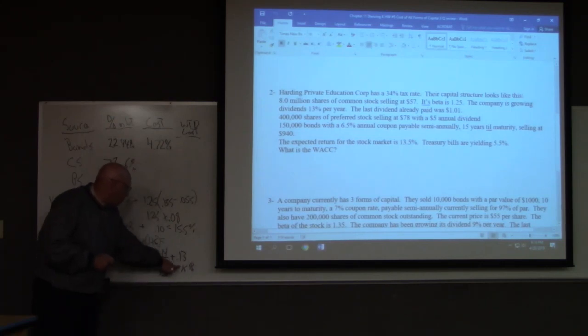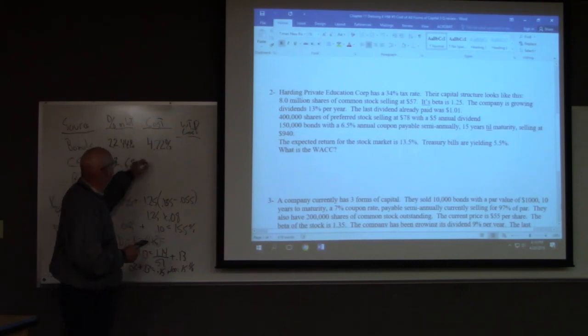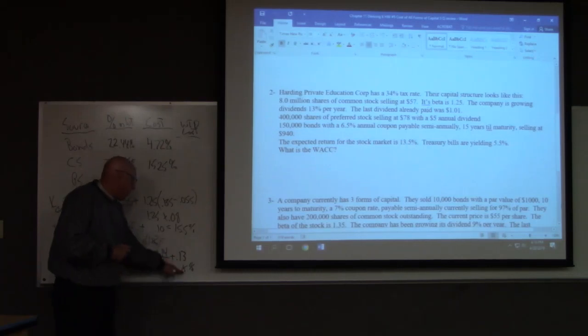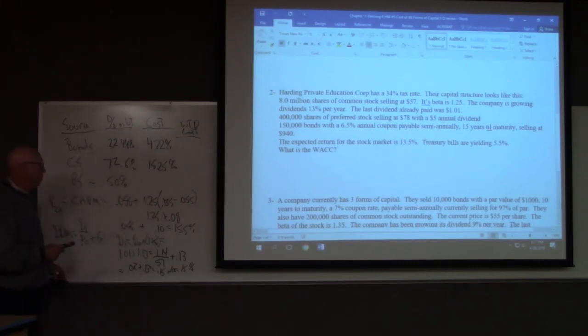So we have 15% plus 15.5%, so that's 30.5% divided by 2, which is 15.25%. So all I did was I found the cost of equity using CAPM. I found the cost of equity using the dividend discount model. I added them up and I divided by 2. 15.25%. Okay, see that?